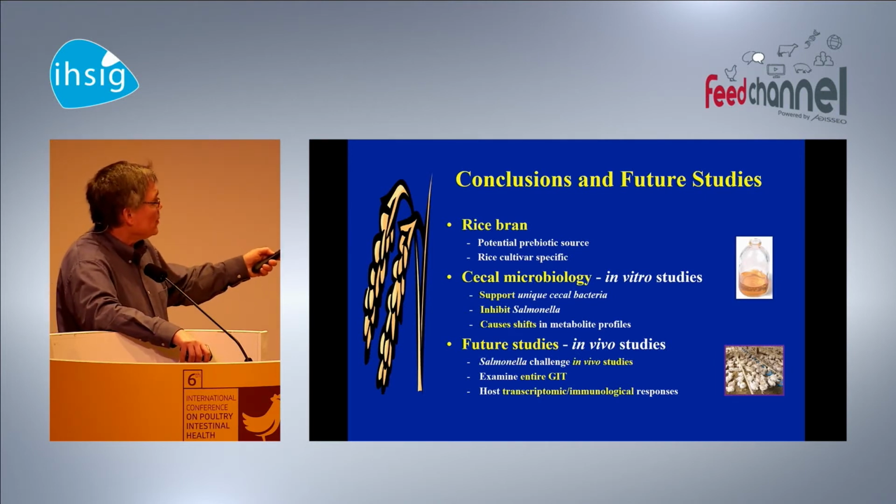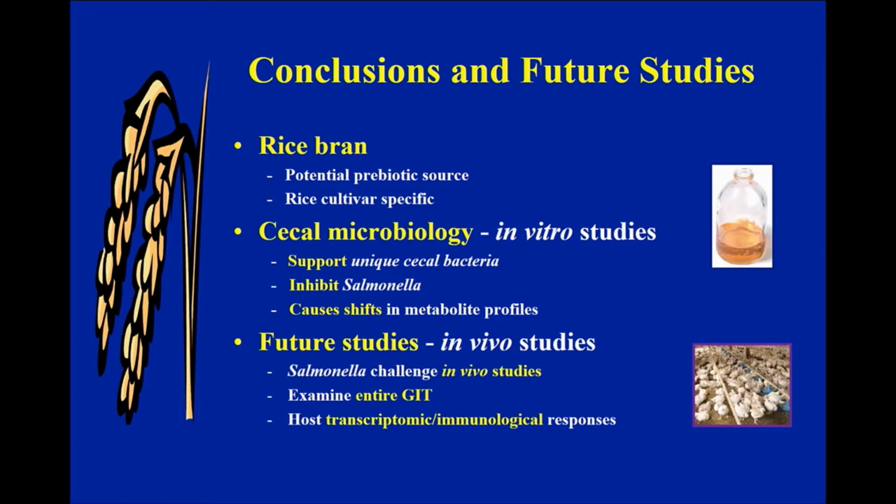It appears that, at least in vitro, we certainly support unique cecal bacteria. We inhibit salmonella, and it causes shifts in metabolite profiles. We're, of course, back to the decision tree or the flow chart that I put together earlier. Where we're at next is actually to go in and do in vivo studies now with the dosage and the cultivars that we've defined as being most effective.